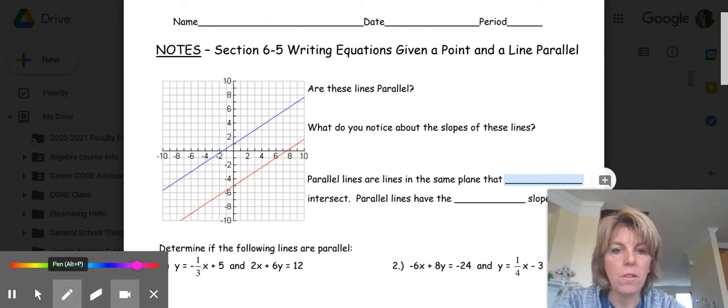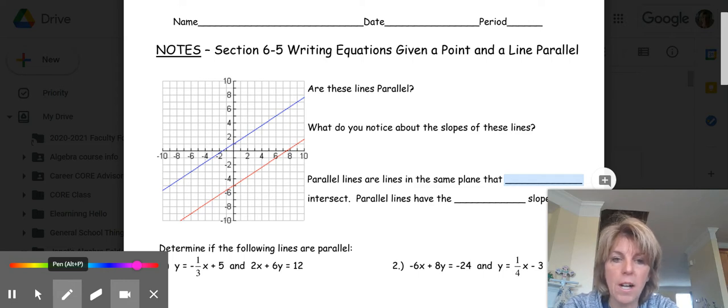So what we notice about the slopes of these lines, take a look at the slope of each of them, and what do you notice? We notice that the slope is the same. If two lines are parallel, it means the slope is the same. So when we're talking about writing equations, which is what we're doing right now, we know that the slope is going to have to be the same, whether that's in point slope form or slope intercept form, whichever form it is, in order for those lines to be parallel.